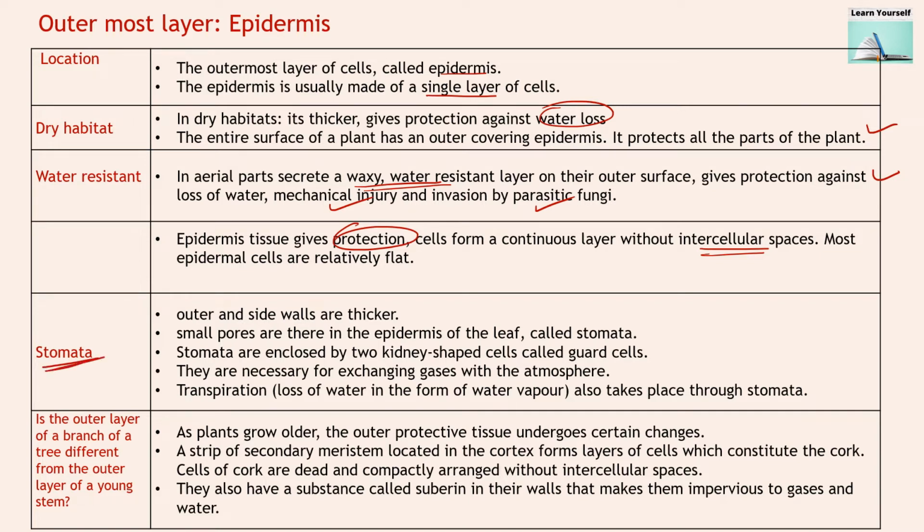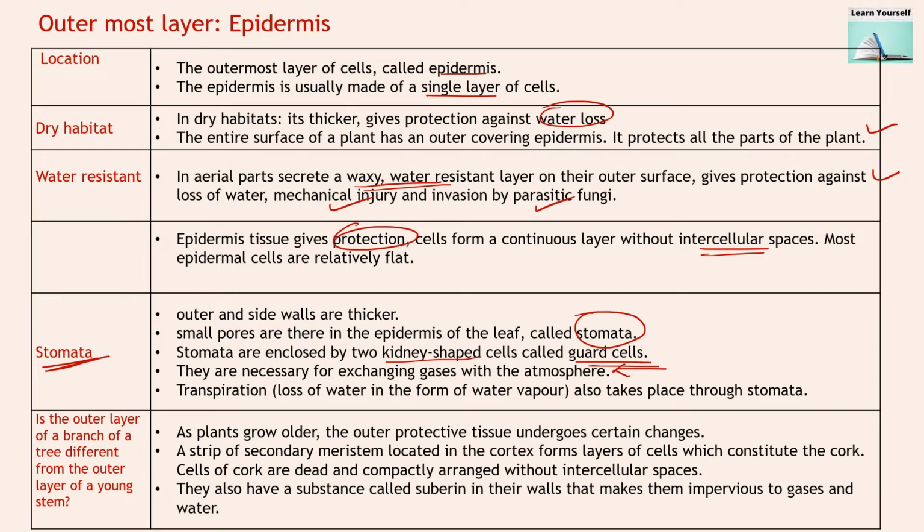Now stomata is a very important part of epidermis. The outer side walls are thicker, but small pores will be within them, and they are called stomata. Stomata are enclosed by two kidney shaped cells, known as guard cells. They are necessary for the exchange of gases with the atmosphere. We know that with the stomata, plants do respiration and photosynthesis, so they are important for the exchange of gases.